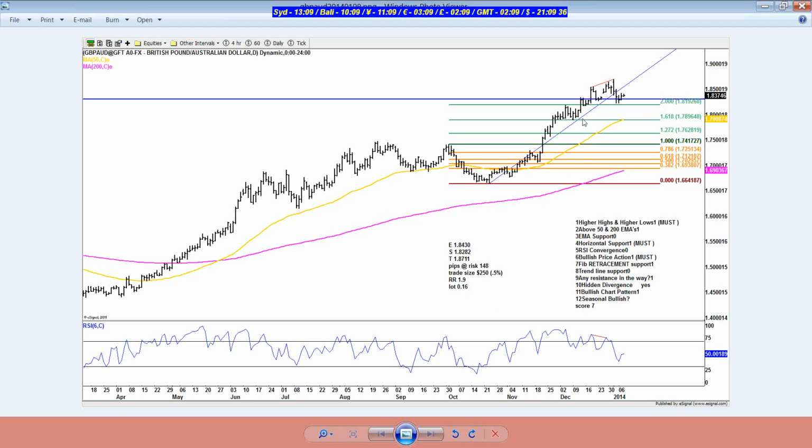Not sure what that blue line is. I don't think that's necessary to have that in there. We're looking to go long.